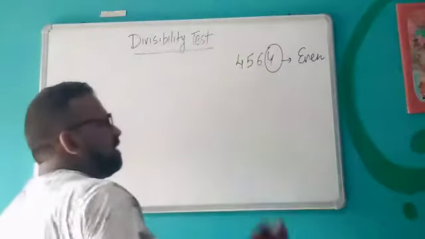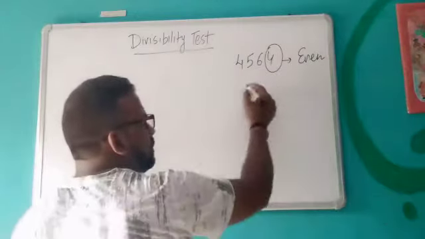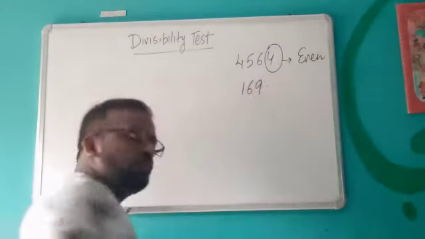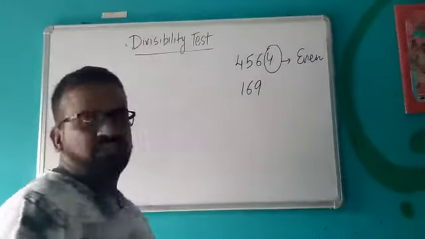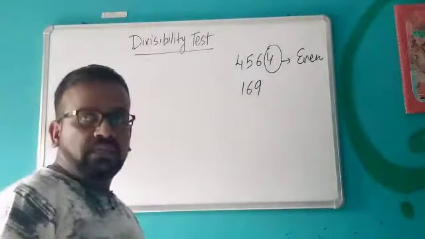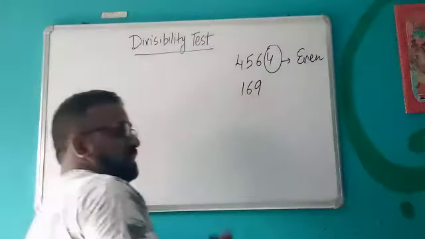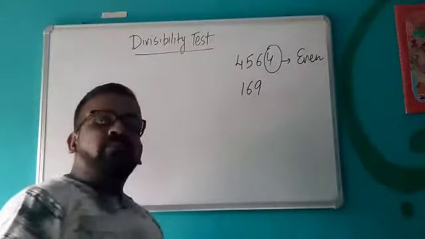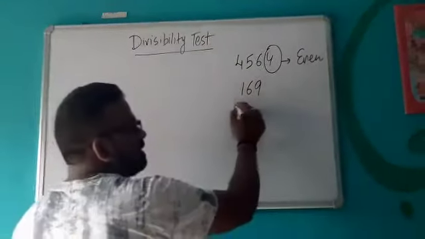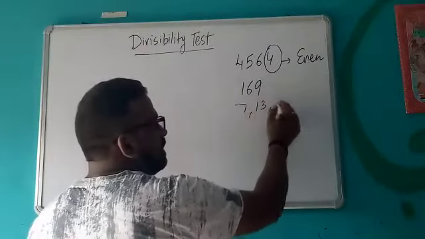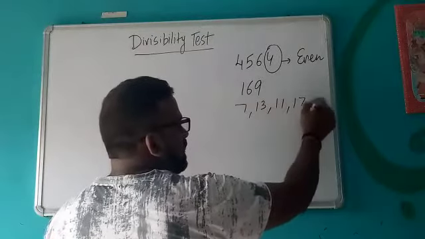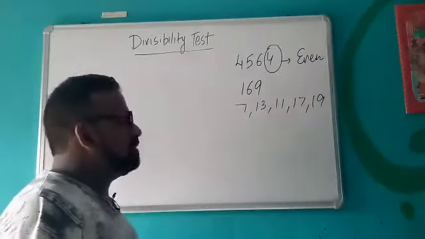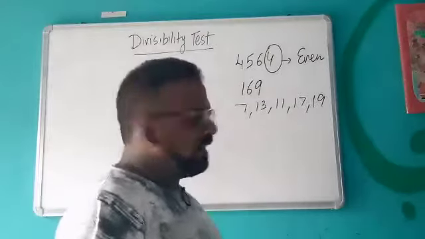But whenever it comes to numbers like, suppose I write 169, although we know that it is divisible by 13, there are many numbers which are divisible by prime numbers like 7, 13, 11, 17, 19, and we know that prime numbers are those numbers which are only divisible by 1 or by itself.